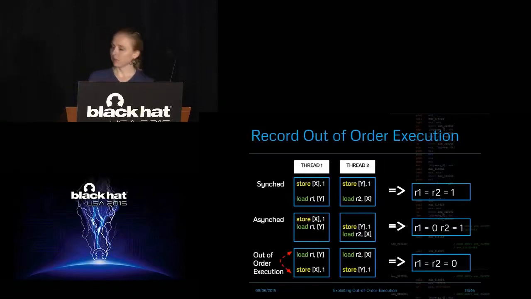But now in the final case, the one that the Intel manual is talking about, the out-of-order case, the processor determines that the loads and the stores aren't dependent on each other and puts the loads right before the stores. In this case, R1 and R2 are 0. And that's the case that we're recording.